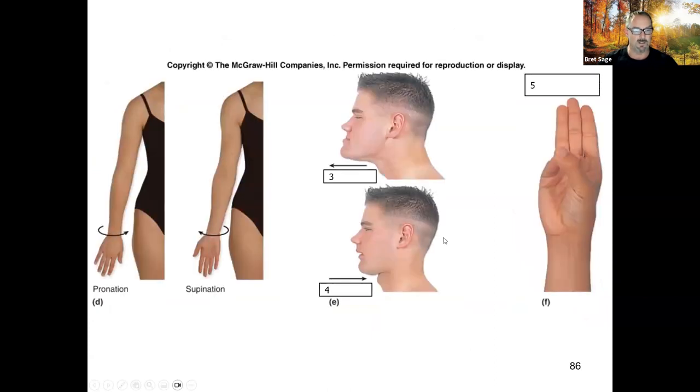Okay, one, pronation. Two, supination. Three, protraction, jaw forward. Retraction, and then opposition. Okay. That is chapter nine.